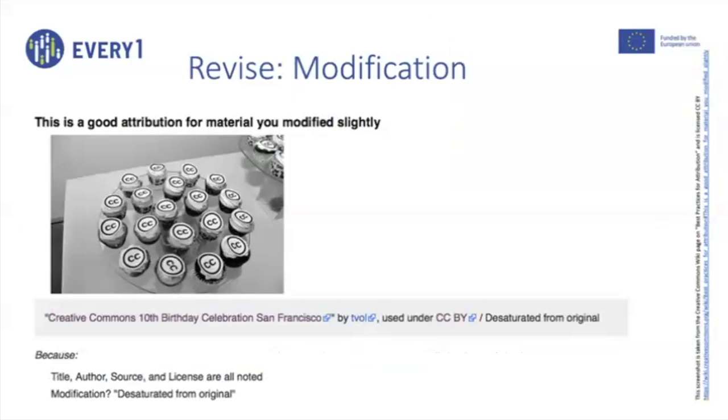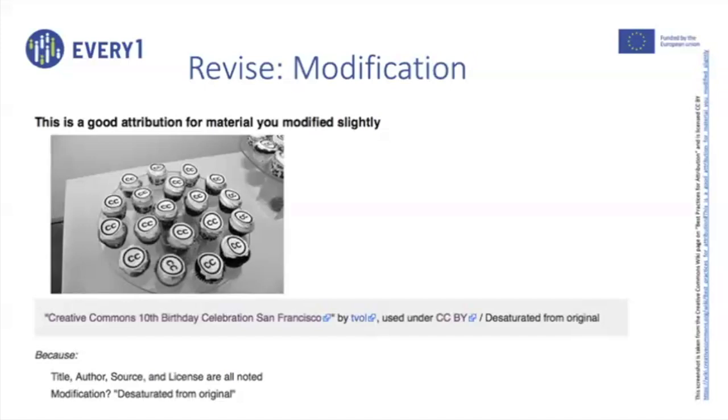So we need to recognize that and attribute it accordingly. It's quite a minor change here, but we need to make sure that we acknowledge that we've made that change to the resource. As you can see here, it's got the same attribution statement as we saw on the previous slide, but it also has a note that says desaturated from original, because, of course, the original picture was in color.